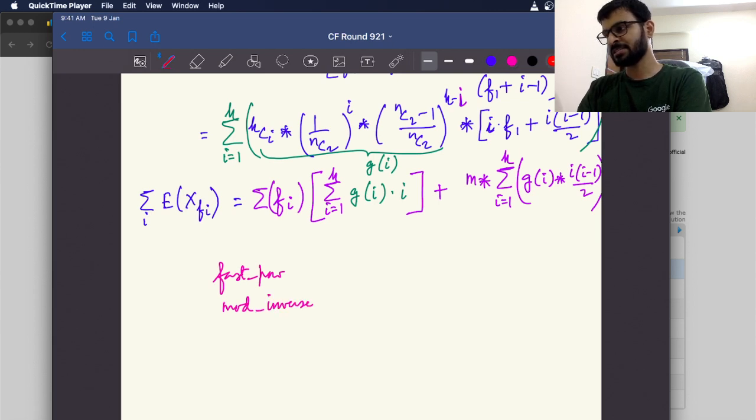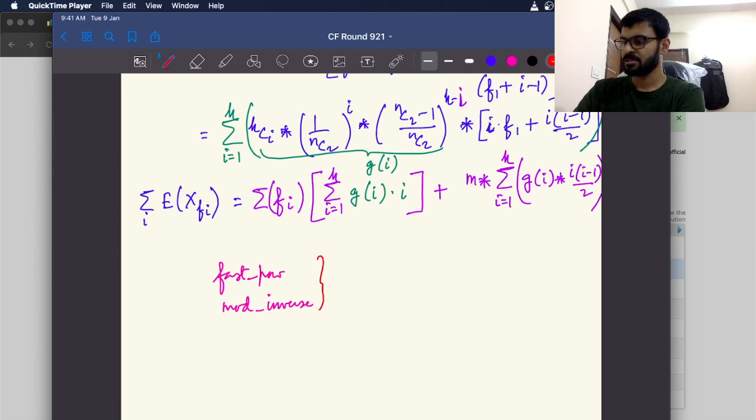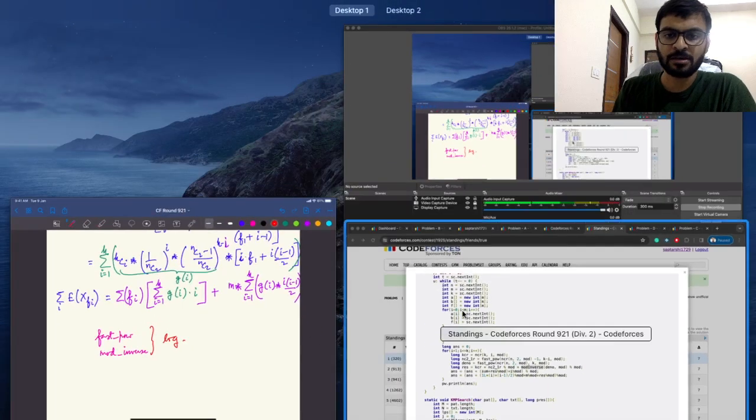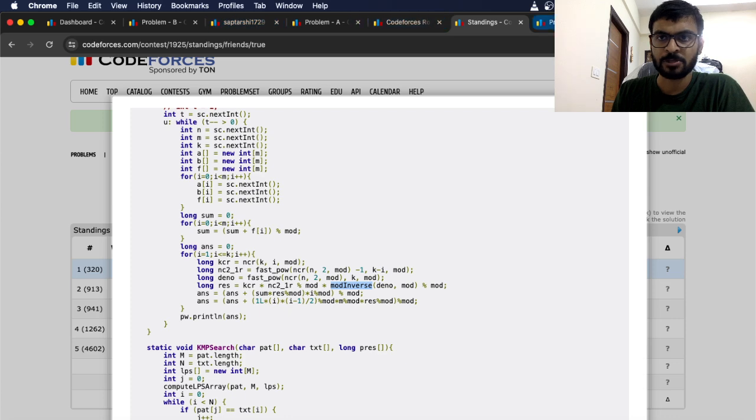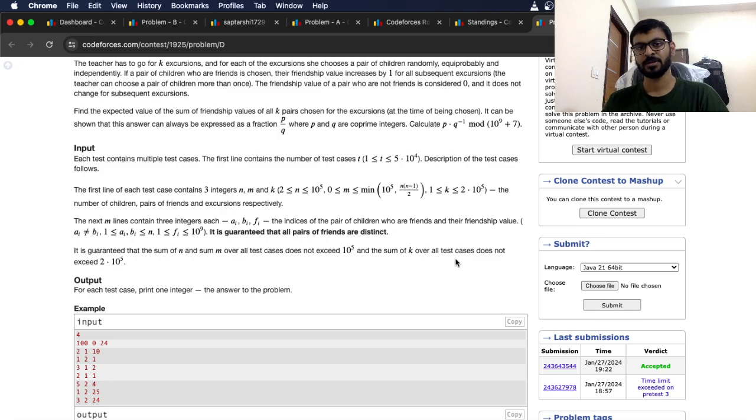Both have good time complexities. Fast power will basically take how much? Log of something, right? A to the power n will be log of n. So these are all logarithmic time complexity. But now if I look at the overall time constraint, let's look at that. Over all the test cases, the sum of k does not cross 2 into 10 to the power 5.